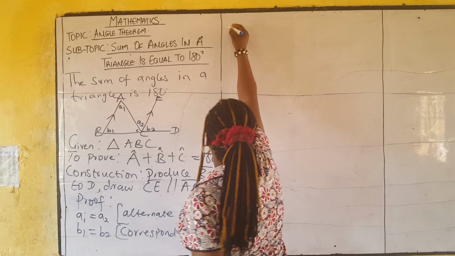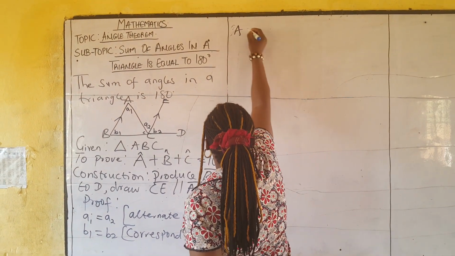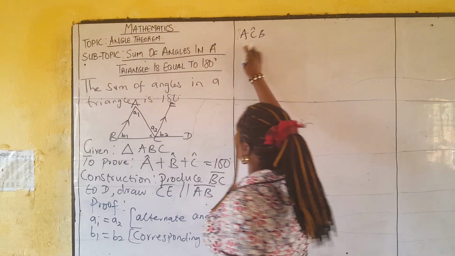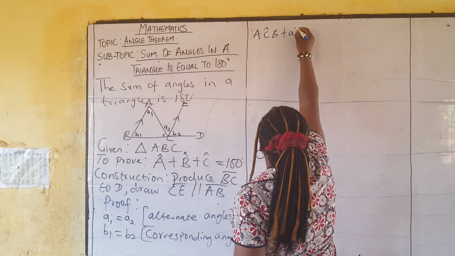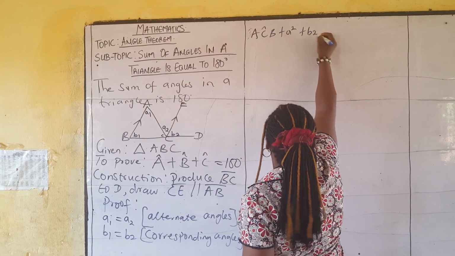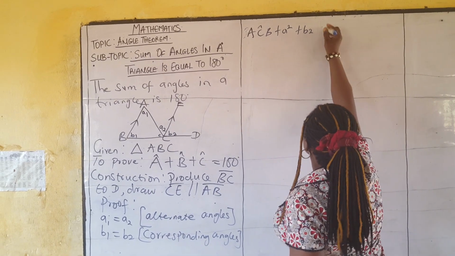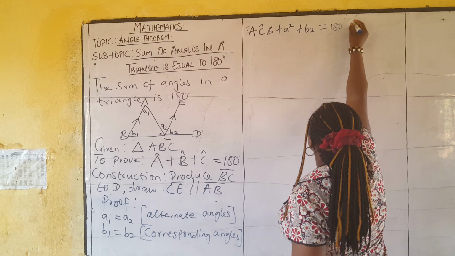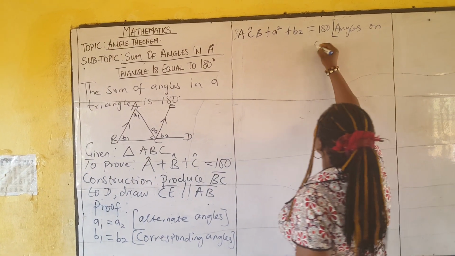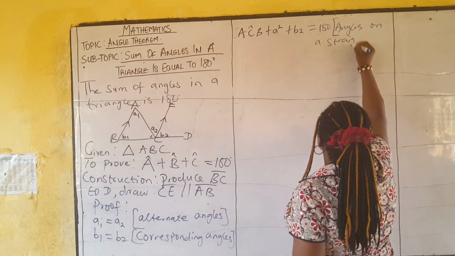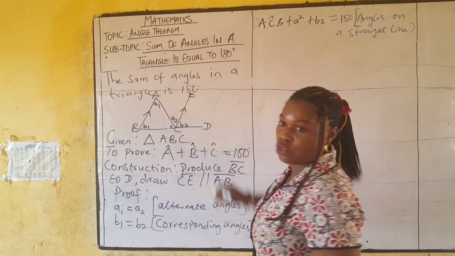So we have angle ACB plus A2 plus B2 equals 180. Reason, angles on a straight line. Okay, see that this angle and this angle, they are on a straight line.